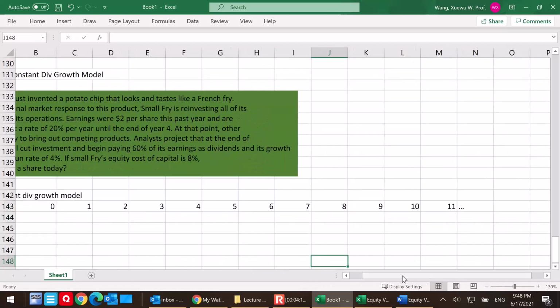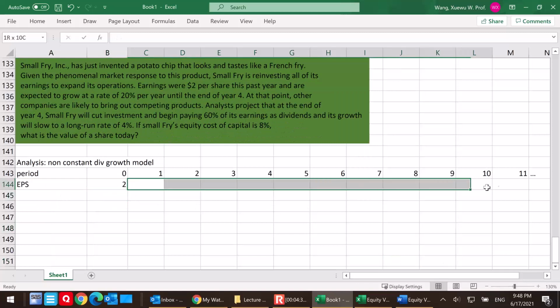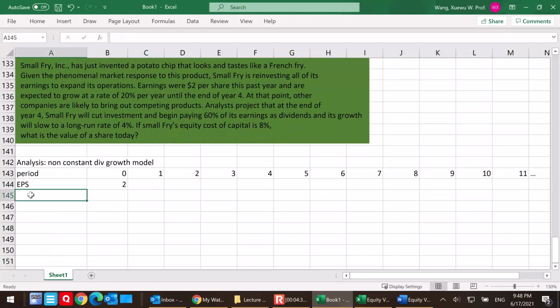Let's look at, first of all, the first piece of information, which is earnings per share. Let me denote this by earnings per share, and this recent year is $2 earnings per share, so that's the EPS. So what about the earnings per share in the future periods? We don't know, but we may be able to figure it out.